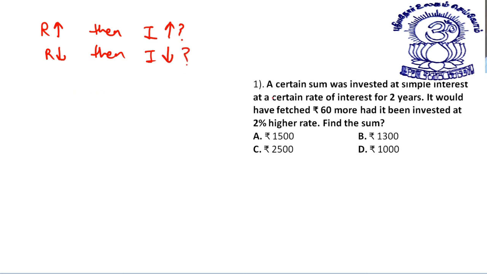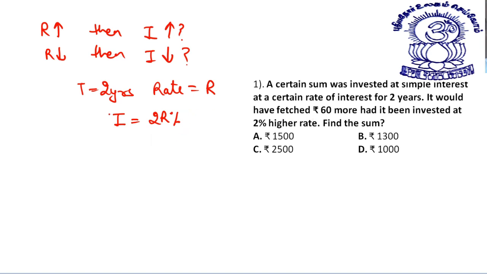This will be asked. A certain sum was invested at a simple interest at a certain rate of interest for 2 years. It would have fetched rupees 60 more had it been invested at 2% higher rate. See, students, time is equal to 2 years. Rate is equal to R%. So interest will be how much? Interest will be 2R%. I have told you this thing in the beginning also.